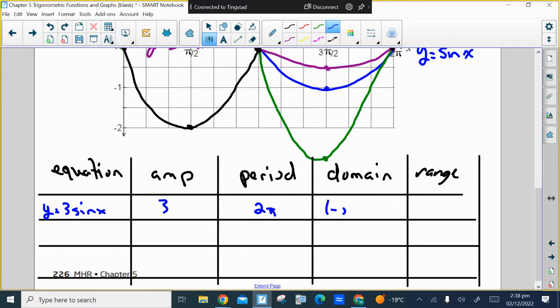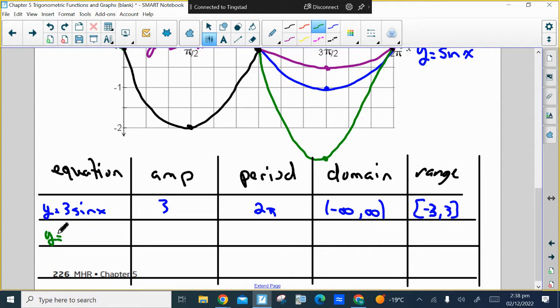It didn't change the domain. It still goes from negative to positive infinity, but the range changed. Now it's between -3 and +3, inclusive. So we've got to have those square brackets there because those values are included. If it's horizontally stretched, that will change the period, yes. But right now we're just doing vertical.